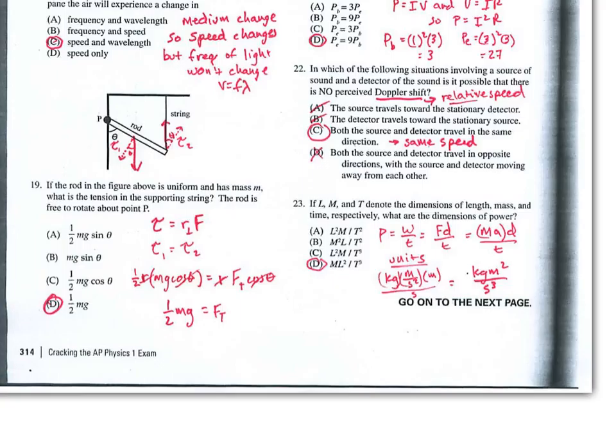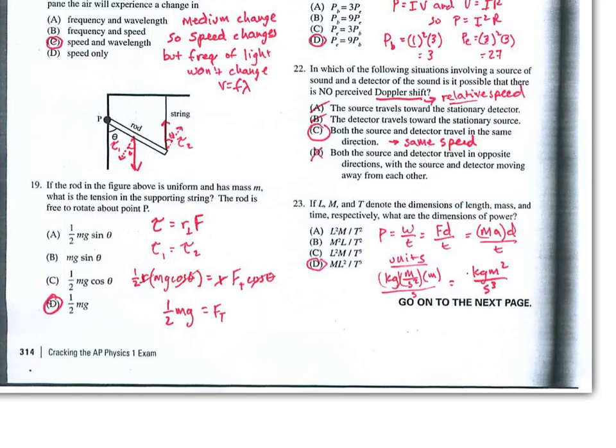Number 23, you kind of have to do some algebraic manipulation here. We're looking for ultimately the dimensions of power. We know power is work over time. Furthermore, we know that work is equal to force times distance, so we substitute that in for work. Then we know force, we can simplify that into mass times acceleration times distance over time.